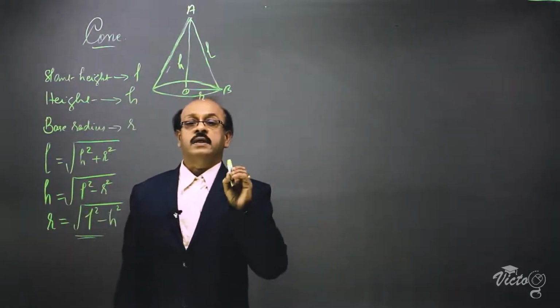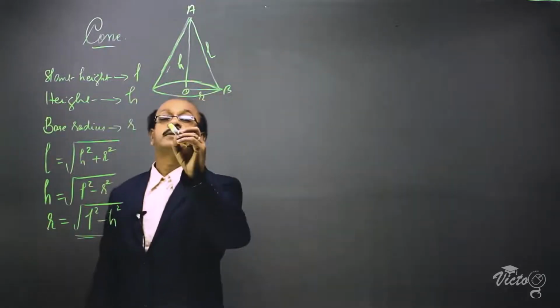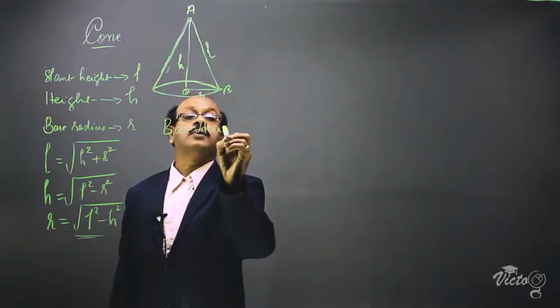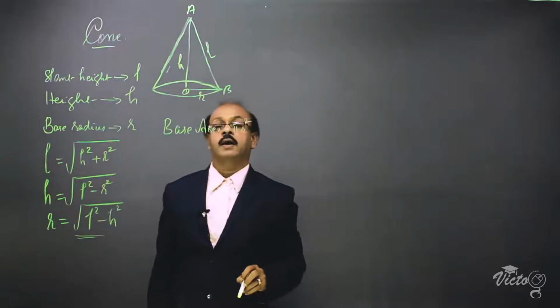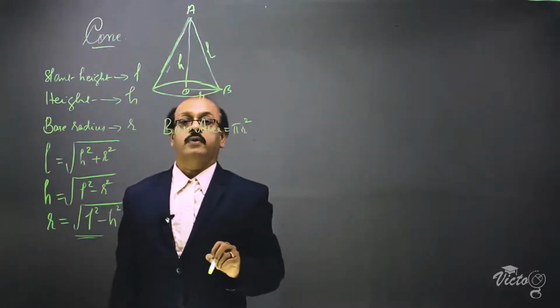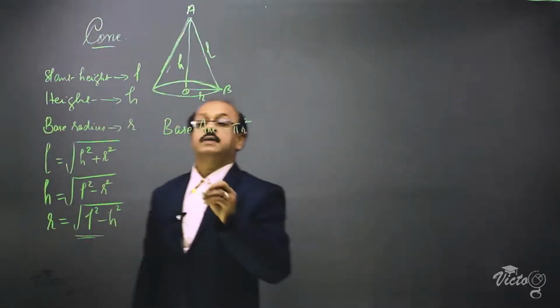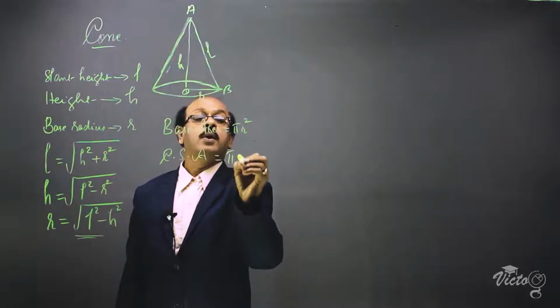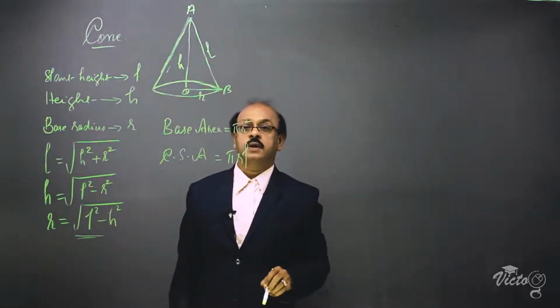Now, the base is of the shape of a circle, so the base area of a cone is equal to pi r square. And the curved surface area, we write it as CSA. Curved surface area of a cone is equal to pi r L. This is the curved surface area of a cone.